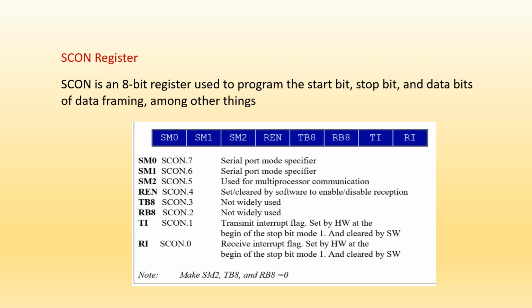RI is the receive interrupt flag, which is important whenever data is received serially. When the data is received serially, the 8051 deframes the data and places it in the SBUF register. Later, the RI flag is set high to indicate that the data has been received, and it can be cleared by the software. So the RI flag has importance whenever we are receiving data. This is about the serial control register.